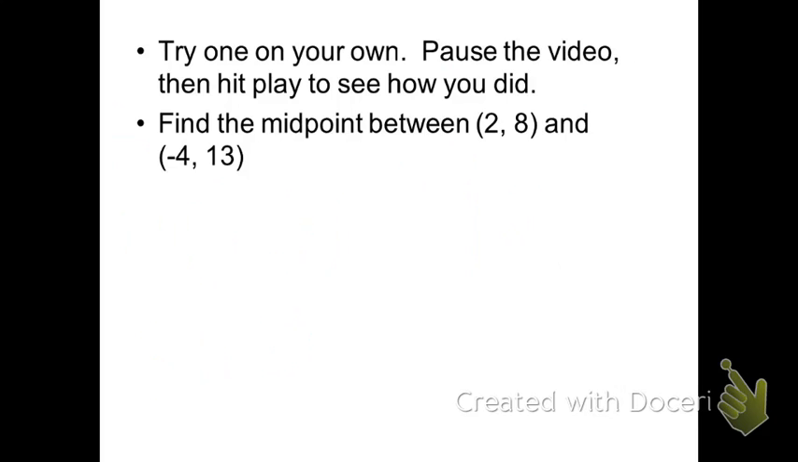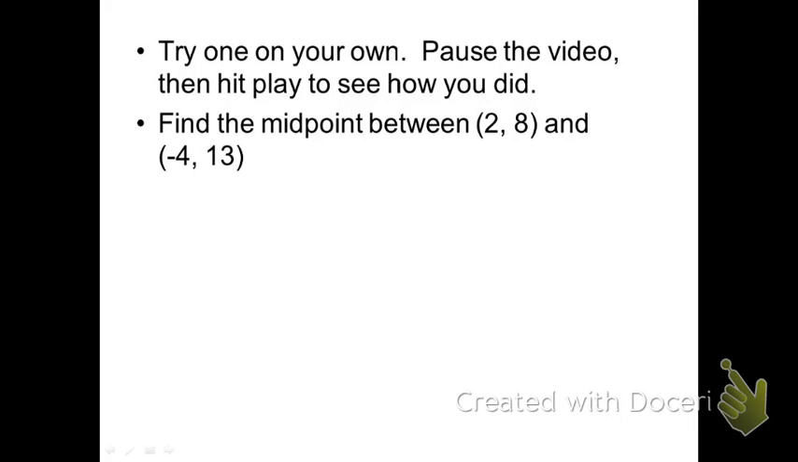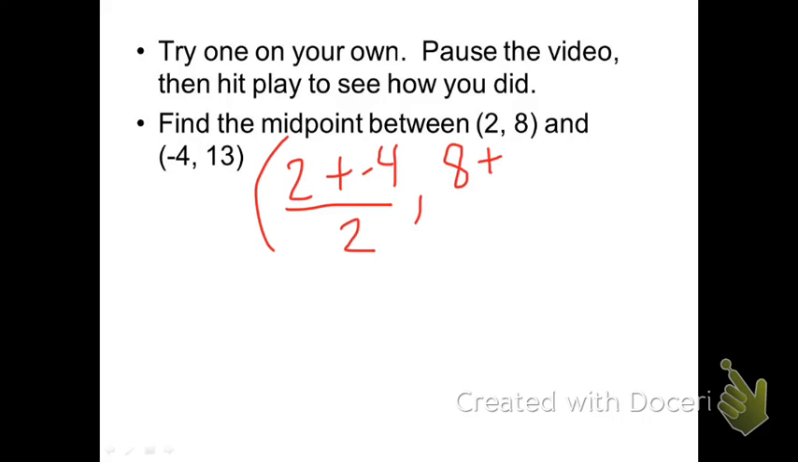Alright, let's go over this one together. So again, we're just going to use the formula. So to find the midpoint between these 2 points, we are going to add our 2 x-coordinates together. So, we have 2 plus -4 over 2. That would represent the x-coordinate of our midpoint. And the y-coordinate of our midpoint, to find that, we would add 8 plus 13 and then divide by 2.